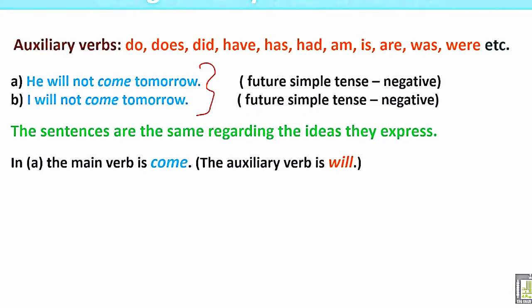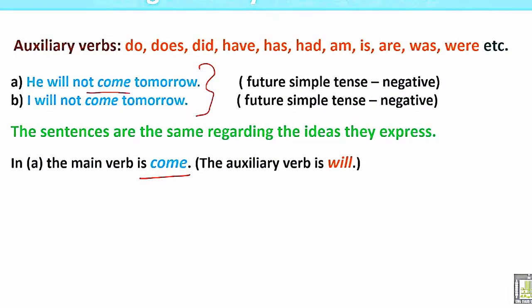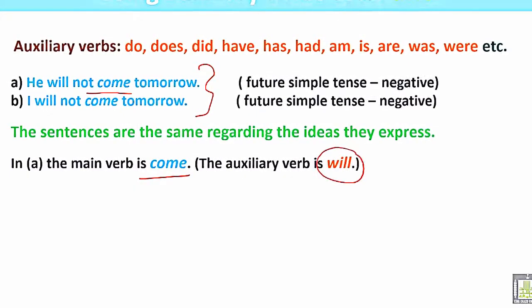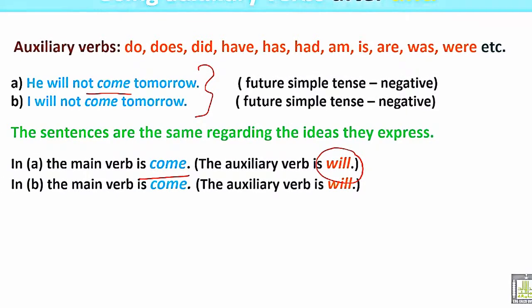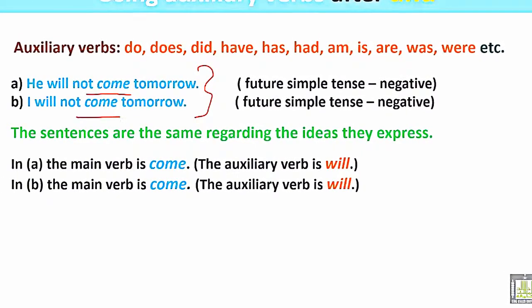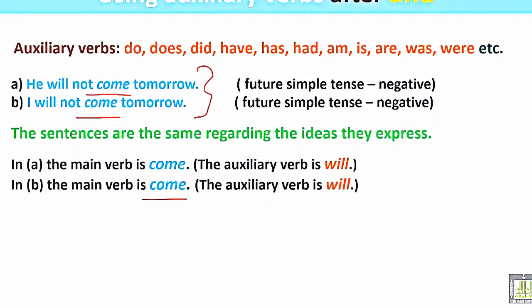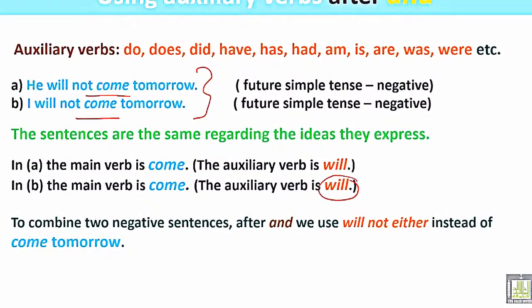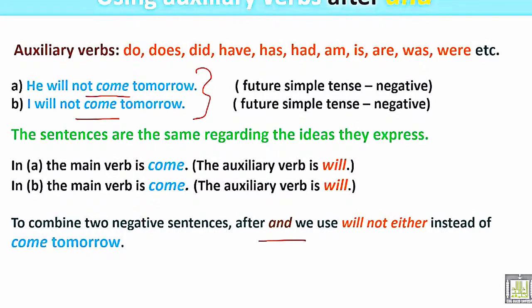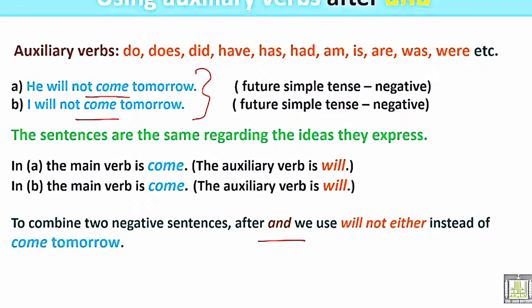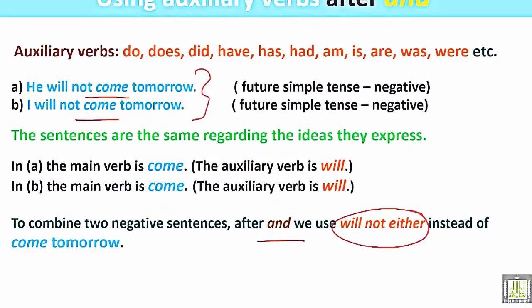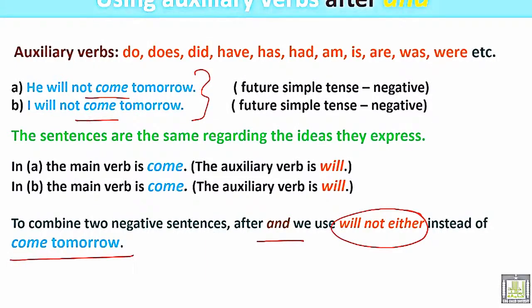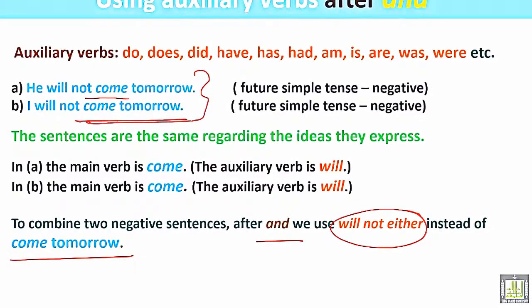In sentence A, the main verb is come, and the auxiliary verb is will. In sentence B, the main verb is come, and the auxiliary verb is will. To combine these two negative sentences, we use and after, and we write will not either instead of come tomorrow. We need not write this again.